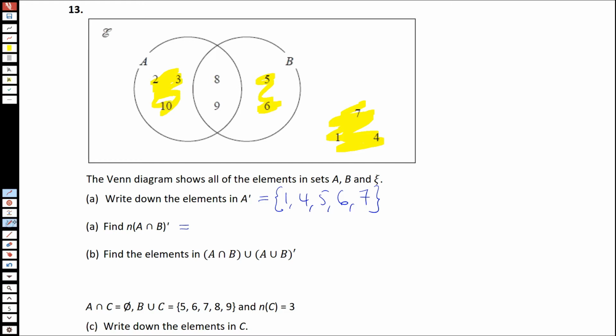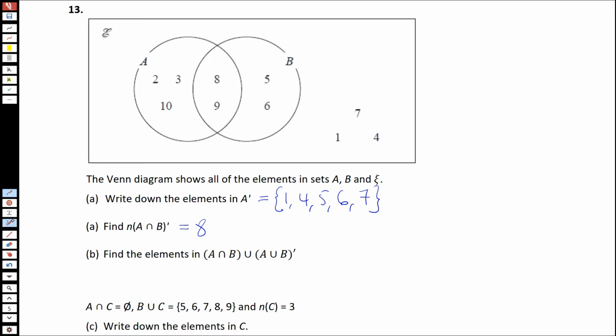And if we just count, remember that represents the number of elements. So we just need to count the number of elements. We have 1, 2, 3, 4, 5, 6, 7, 8. So 8 elements. And we can take that out.